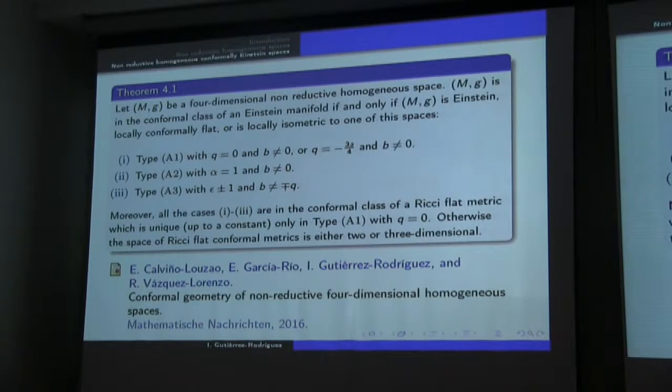So we analyze case by case. We have the following theorem. Let M be a four-dimensional non-reductive homogeneous space. It is in the conformal class of an Einstein manifold if and only if this space is Einstein, is locally conformally flat, or is locally isometric to one of these spaces. In the first case, we found a one-parameter family. In this case, we found a three-parameter family. This is before the algebra. In both cases, we found there is a three-parameter family of Ricci flat metrics. So, thank you very much.